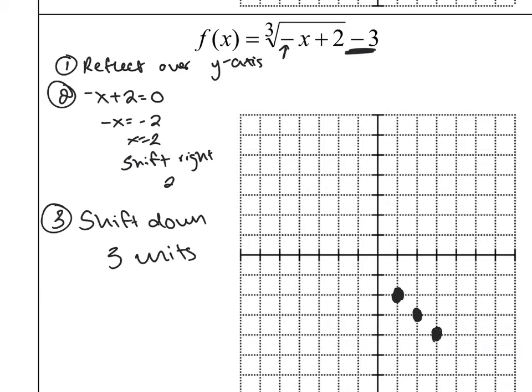Okay. Now, just for the sake of the graph, I'm going to show you what happens when x is equal to negative 6. So when x is negative 6, we have 6 plus 2 is 8, the cube root of 8 is 2, 2 minus 3 is negative 1. So when x is negative 6, y is negative 1. So now our function looks like this.